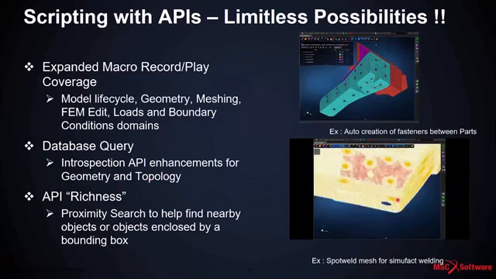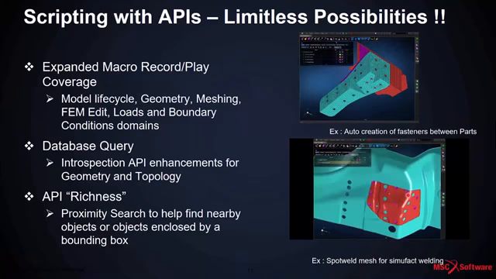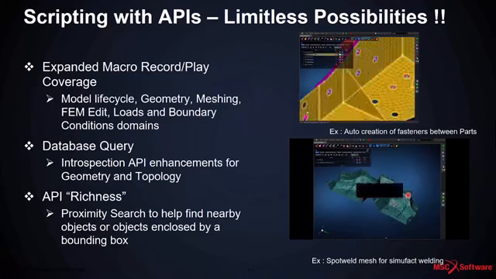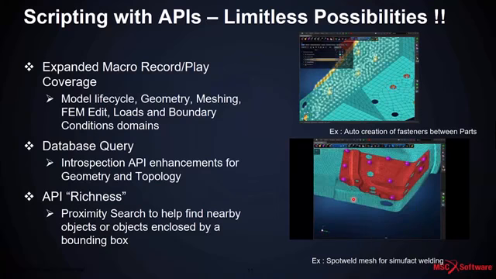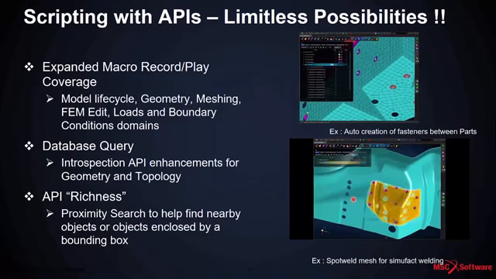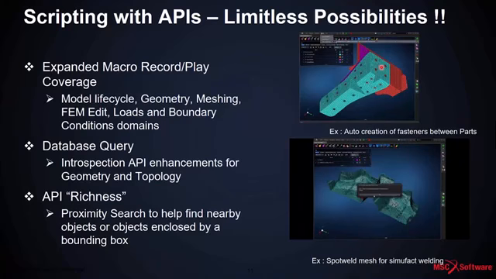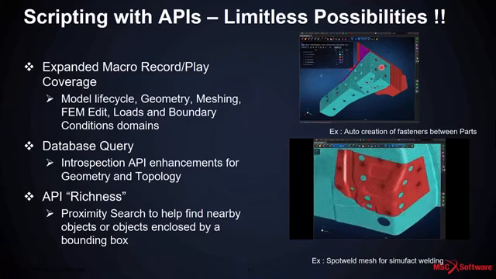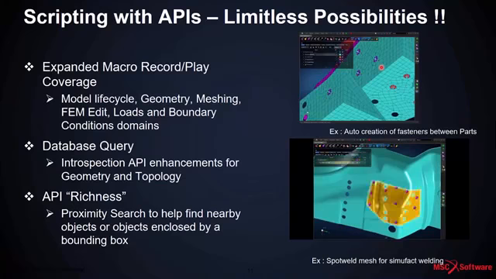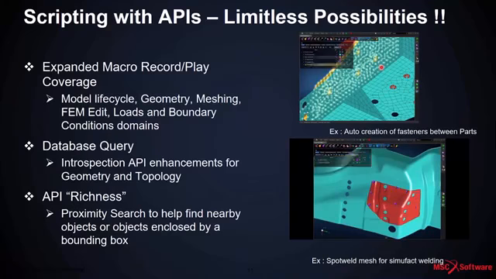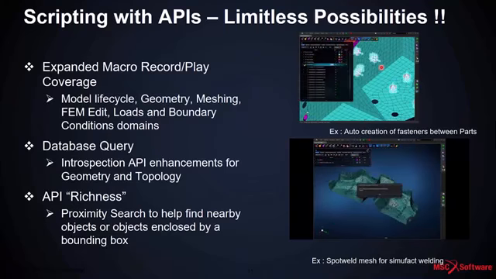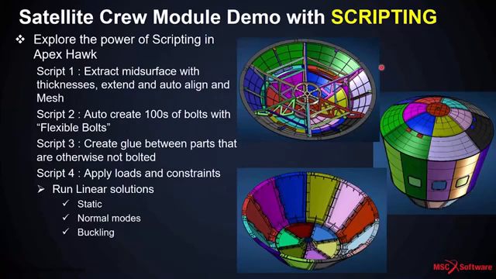In the bottom right corner, what you are seeing here is an example to create spot welds, where the mesh is created in the areas of the spot weld, and this mesh is exported so that it can be consumed in doing the simulation of welding. Whereas in the top right corner is a script that allows you to create a lot of connectors using the scripting capabilities. Now let's take a look at an example of scripting.